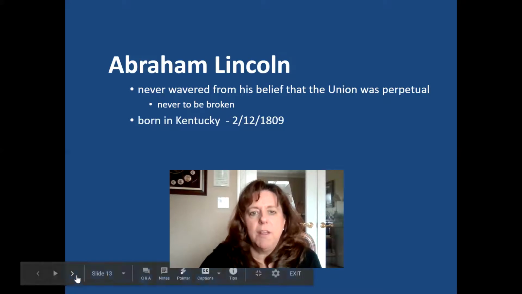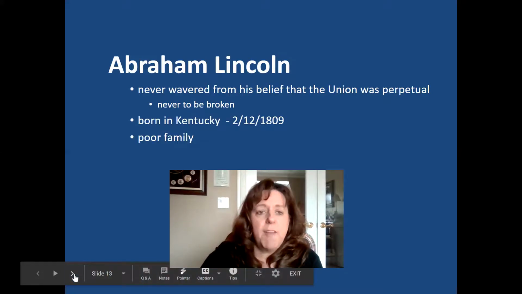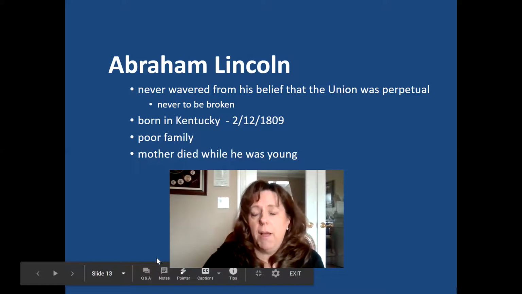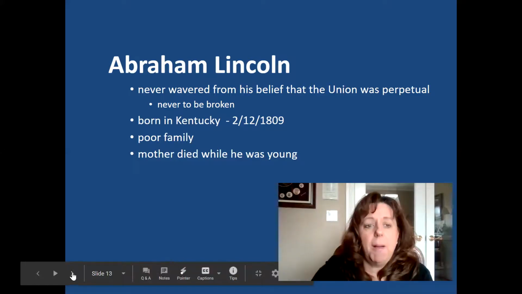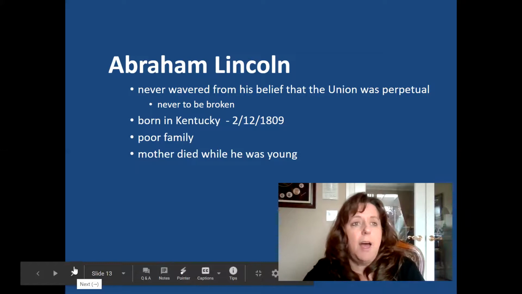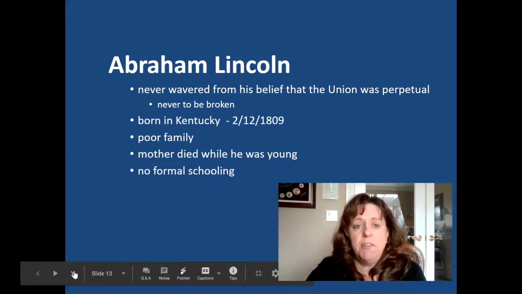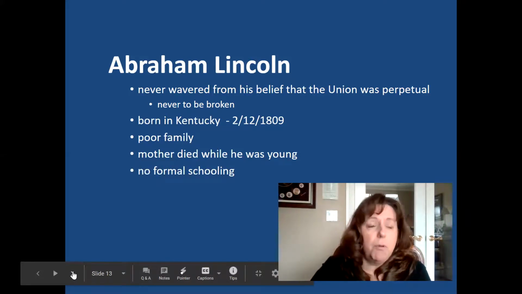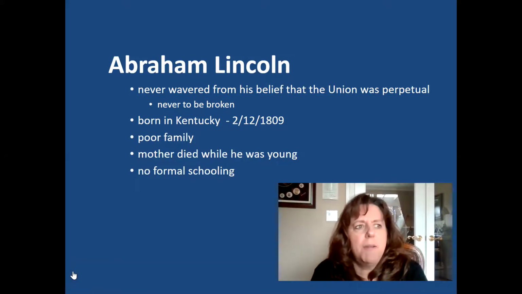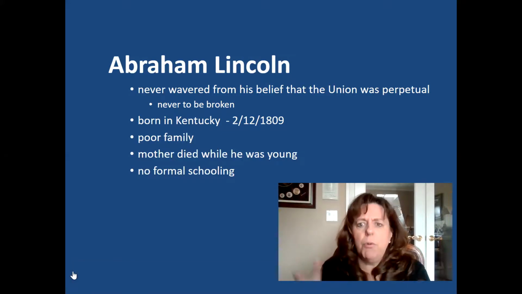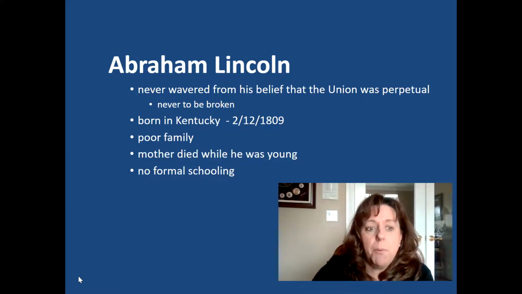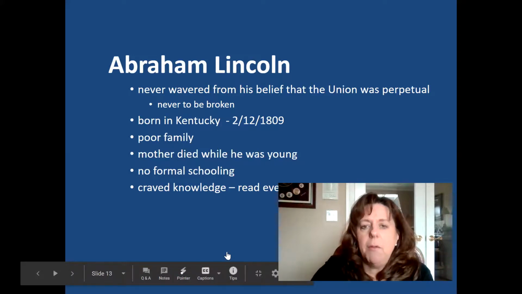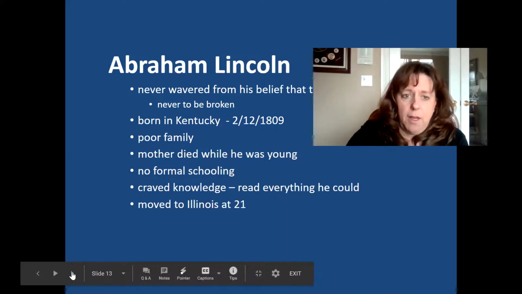Abraham Lincoln, he was born in Kentucky. He was born to a poor family. He lived in a one-room cabin. His mother died when he was very young. His father remarried. He had a great relationship with his new stepmom. He didn't have a lot of formal schooling. By all accounts, I think I read recently that he went to formal school for about a year. Most of his schooling was done just by ravenously reading. The man loved to read. He would walk for miles to get books, to be able to read about them. He read everything that he could.